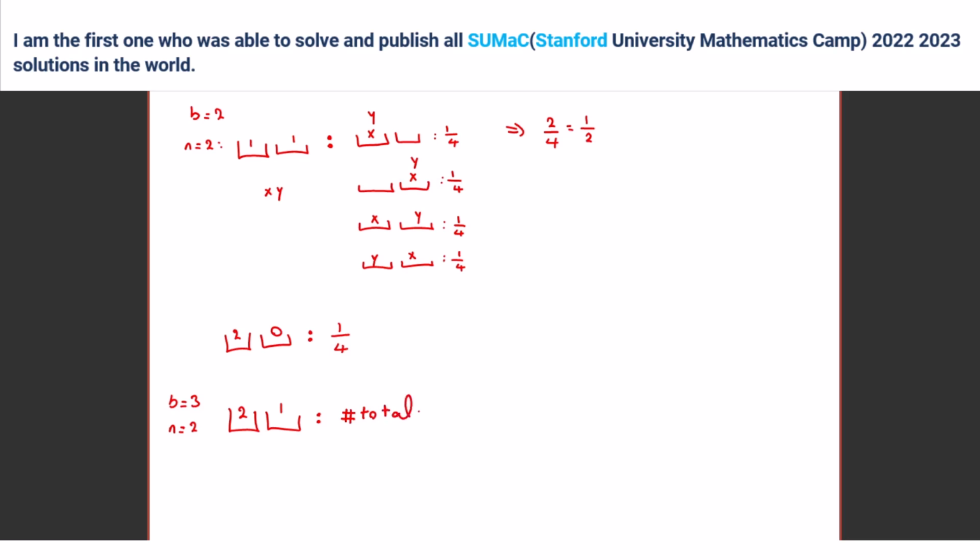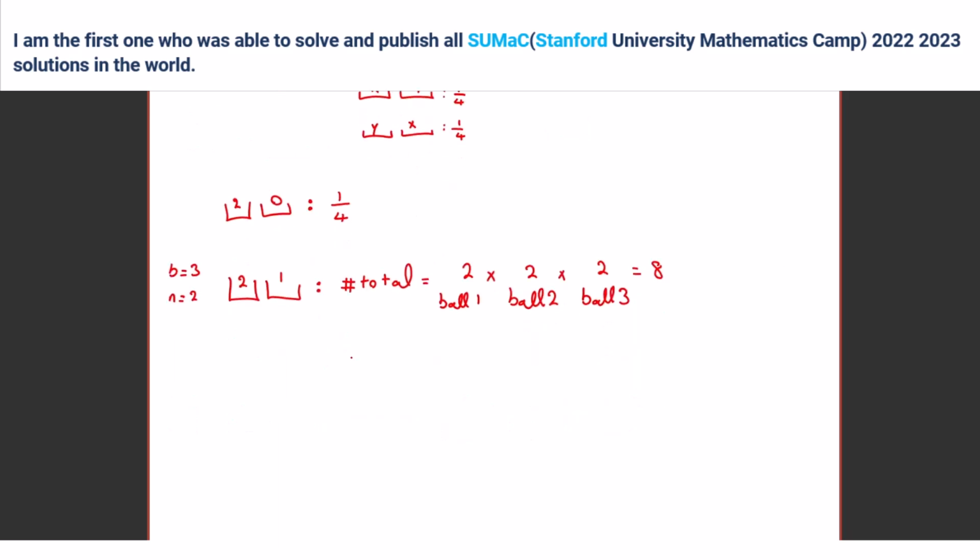Let me ask you this. For the first ball, ball number 1, how many cases do we have? 2. For the second ball, how many cases do we have? 2. For the third ball, how many cases do we have? 2 cases. So it will be what? 8. Like the previous one was 2 squared, 4, right? Okay.